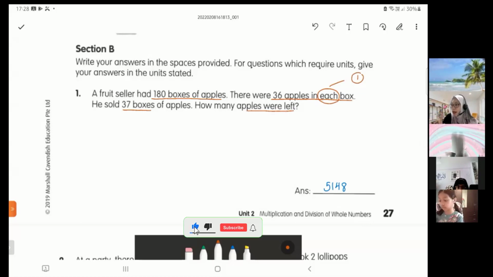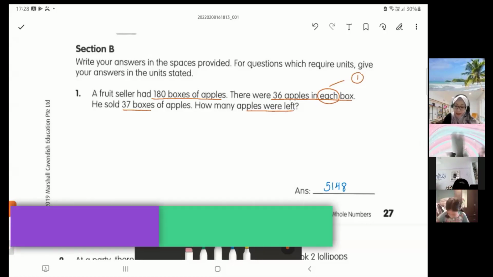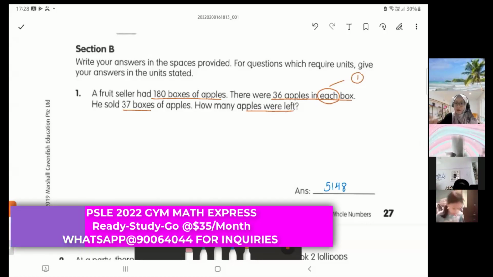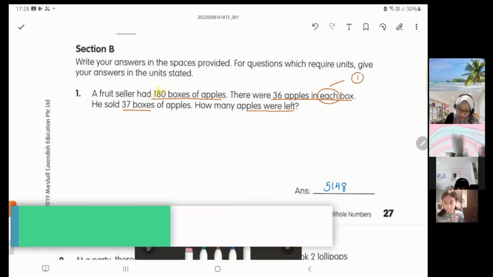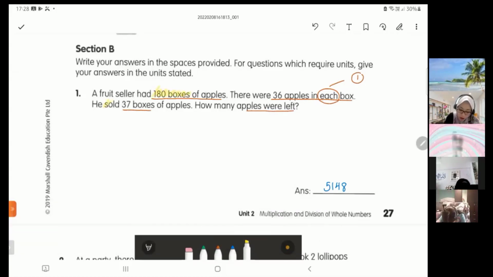Okay, so what are we going to do here first? We are going to find the number of boxes that is left first, not the apples, but the boxes. Okay, so let's look at the boxes. I got 180 boxes here. I sold 37 boxes. From here, I can tell that there will be leftover boxes.